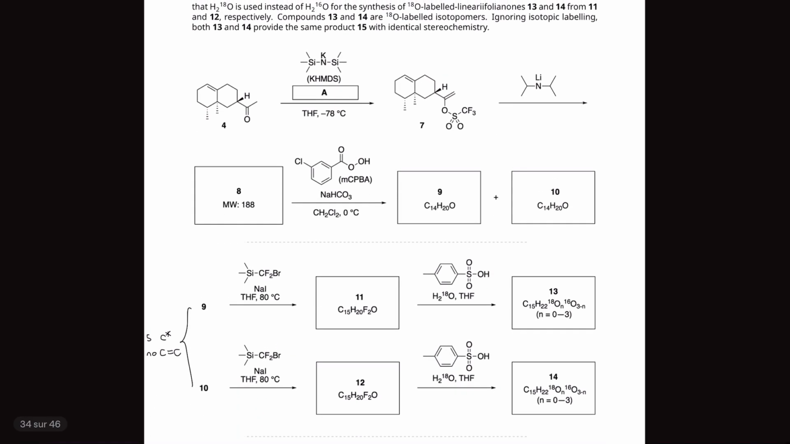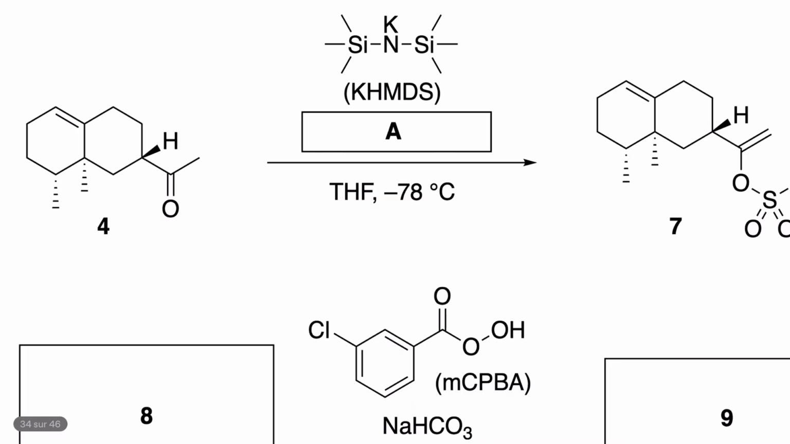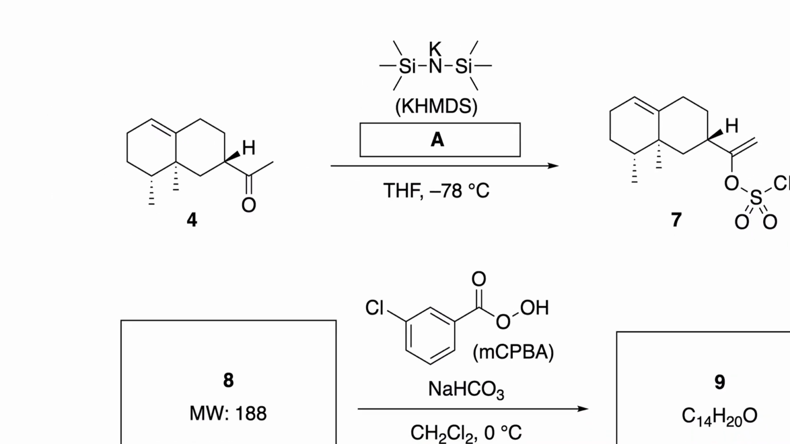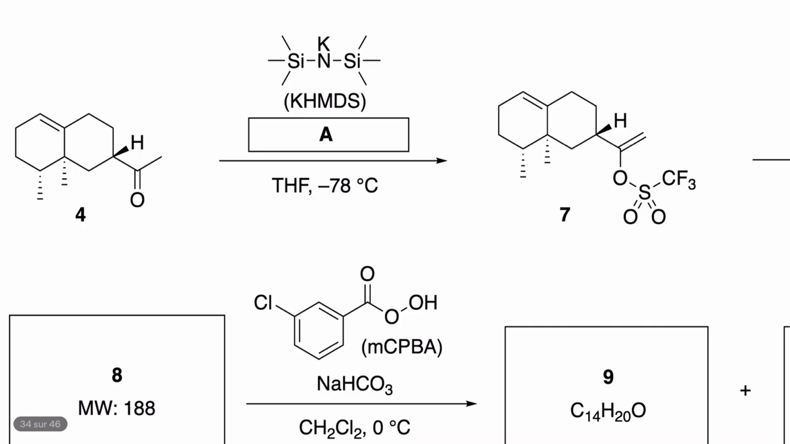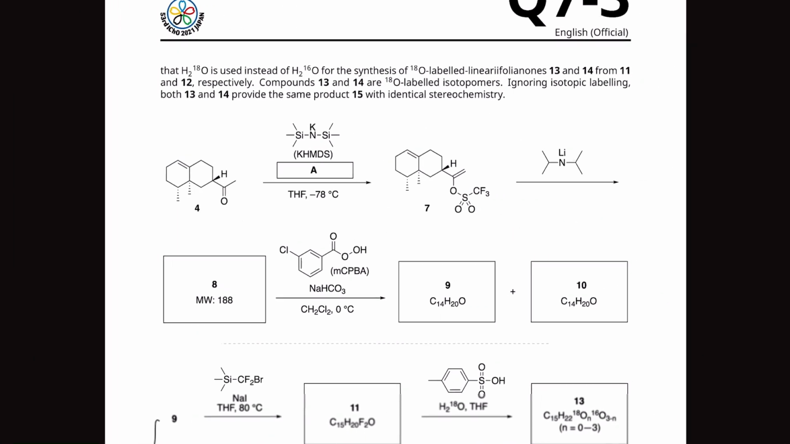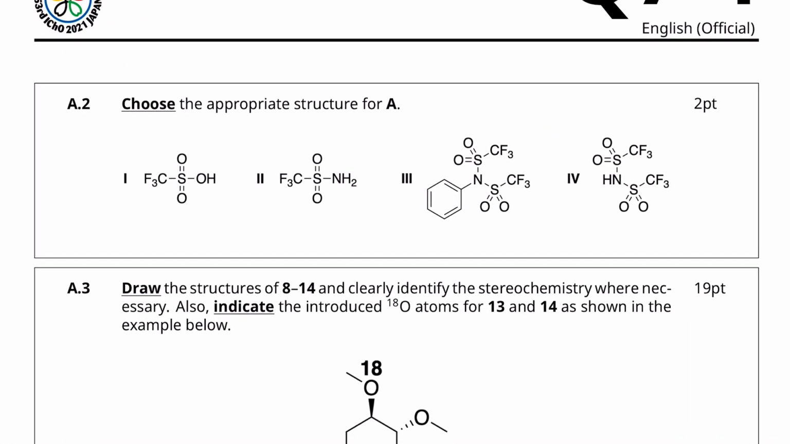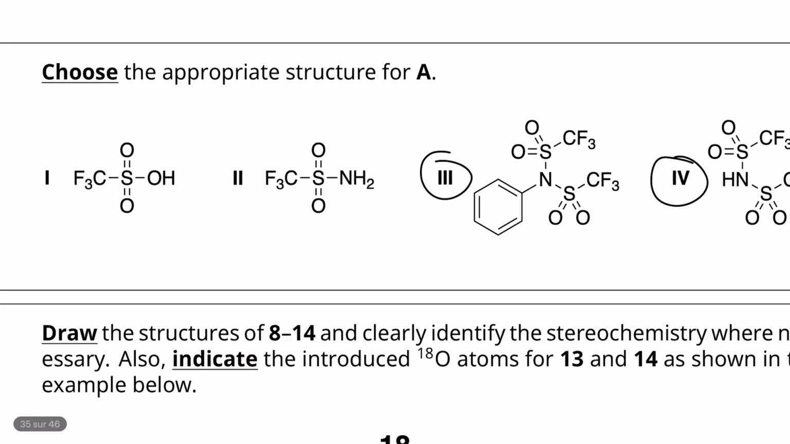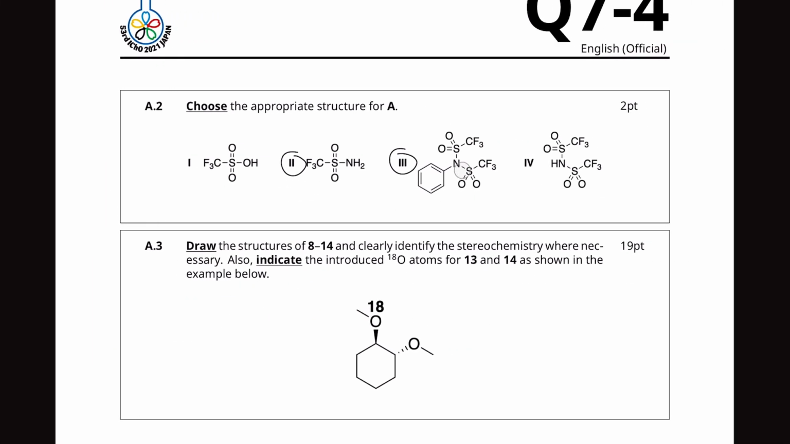And yeah, let's start. From 4, we treat it with KHMDS, which is a base, and then A under THF as a solvent. So right here we have the formation of an enolate, right? And then the enolate is being trapped by the triflate group. Let's see what the question asks us. It asks to choose the appropriate structure for A. So they must contain some kind of triflate group, which 3 and 4 do. 2 also, all of them have a triflate group.